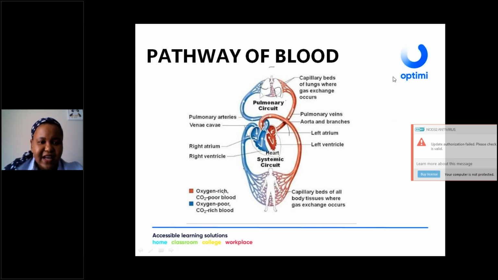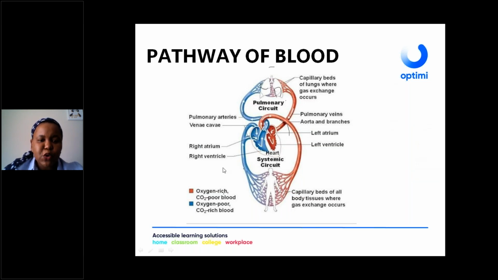Okay, so atria is the plural for atrium. So atrium would be singular, and then atria is both of them. Both of the two atriums will be referred to as atria. So it will be the plural of atrium. But when we speak of one, we speak of an atrium. Okay, so two will speak of atria.